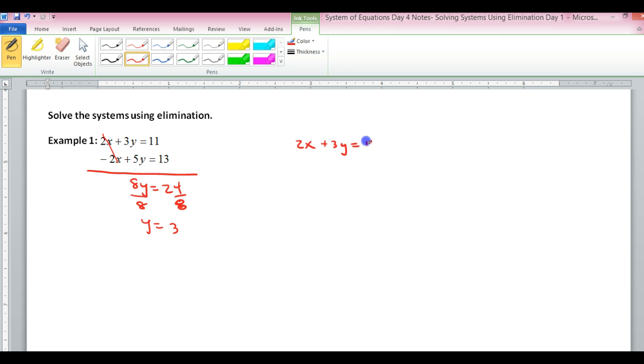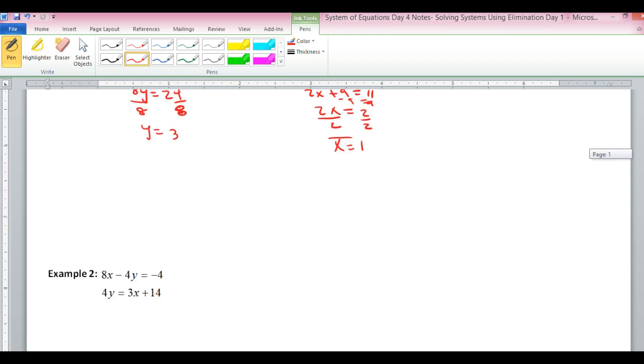2x plus 3y equals 11. I'm going to substitute 3 in for y and solve for x. 2x plus 9 equals 11. 2x equals, subtract 9 from both sides, 2x equals 2. Divide by 2, and x equals 1. I have x and y now. So the ordered pair solution to this system would be 1, 3.